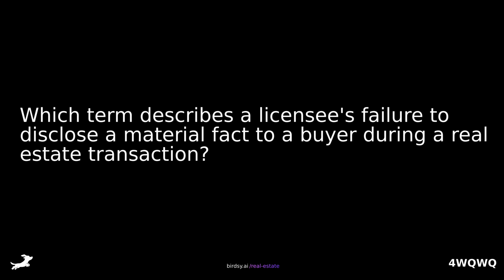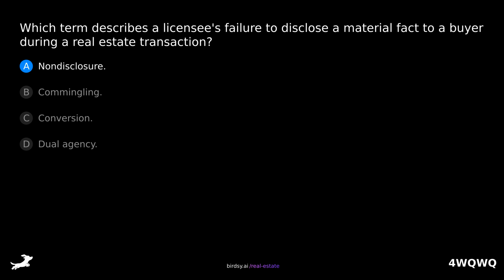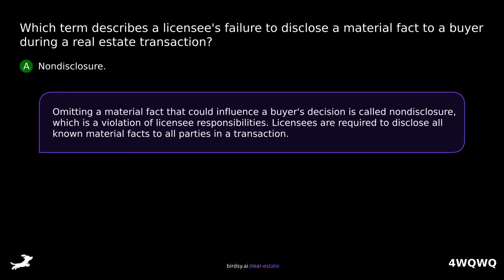Which term describes a licensee's failure to disclose a material fact to a buyer during a real estate transaction? Is it A, non-disclosure? B, commingling? C, conversion? Or D, dual agency? The correct answer is A, non-disclosure. Omitting a material fact that could influence a buyer's decision is called non-disclosure, which is a violation of licensee responsibilities. Licensees are required to disclose all known material facts to all parties in a transaction.